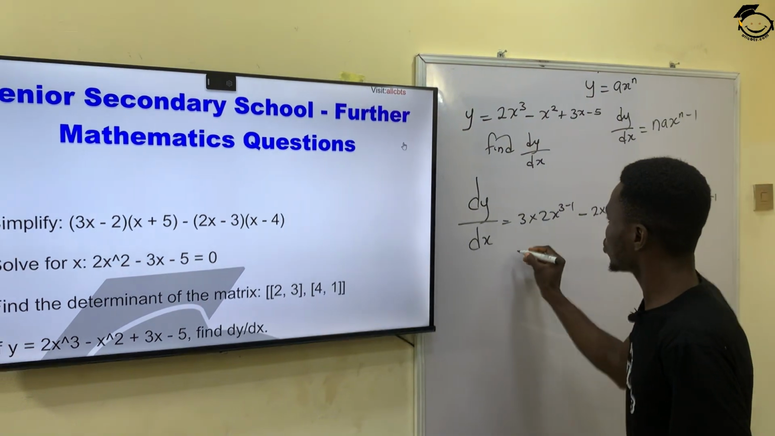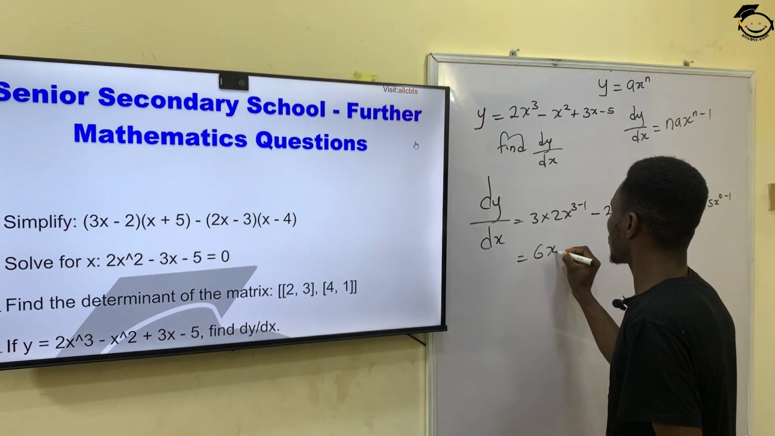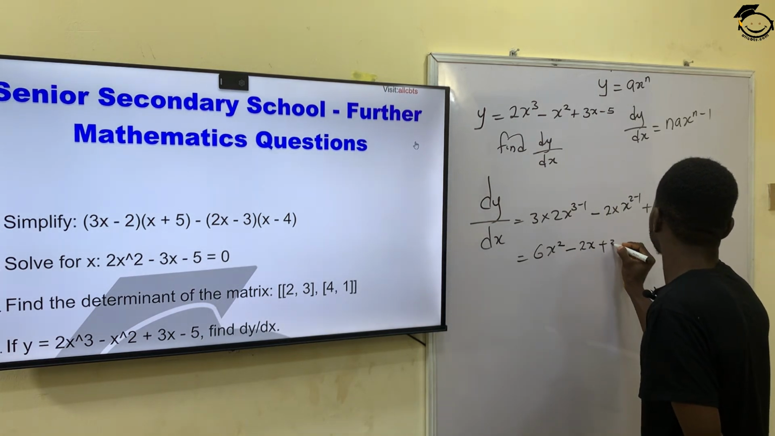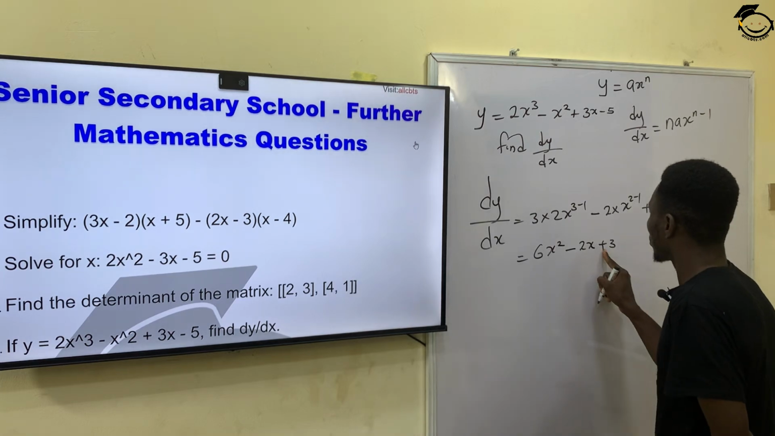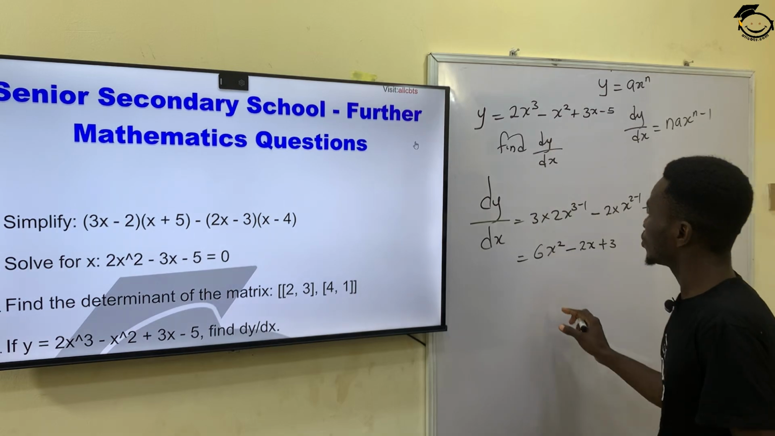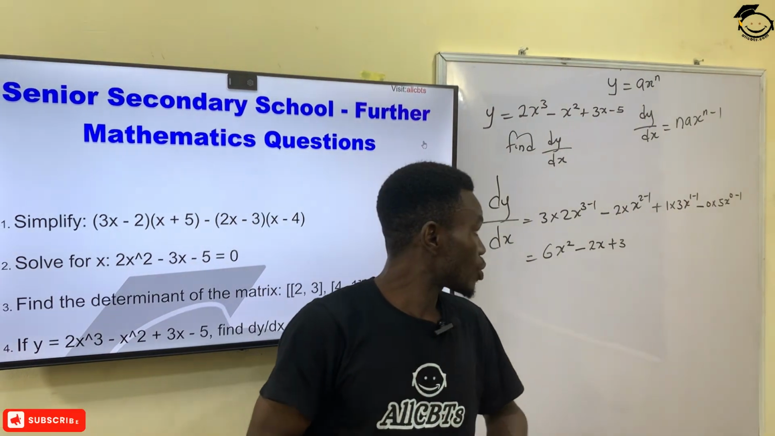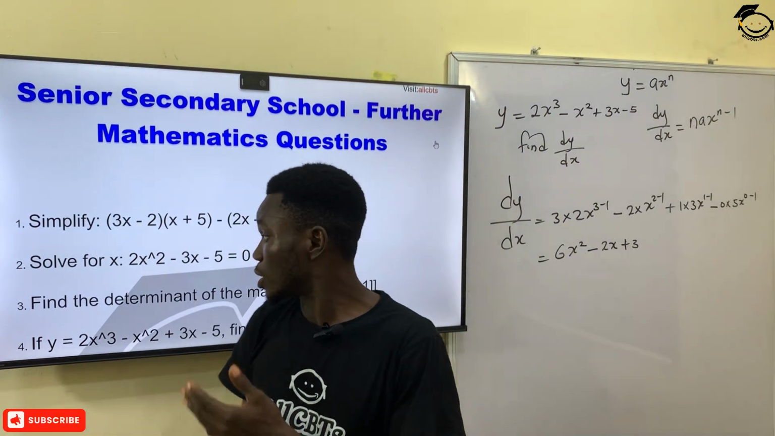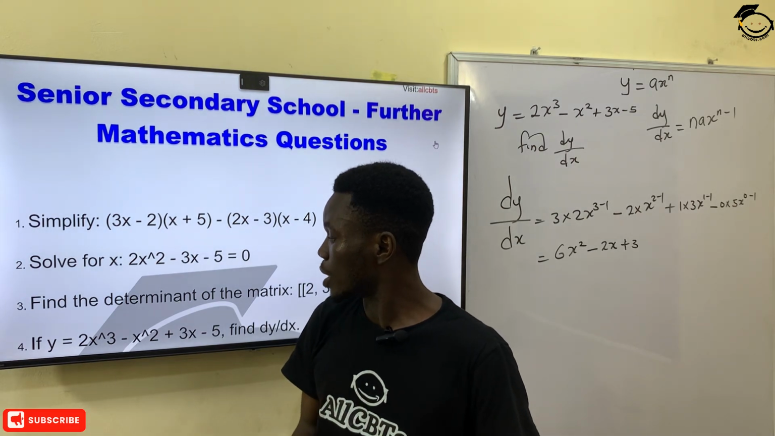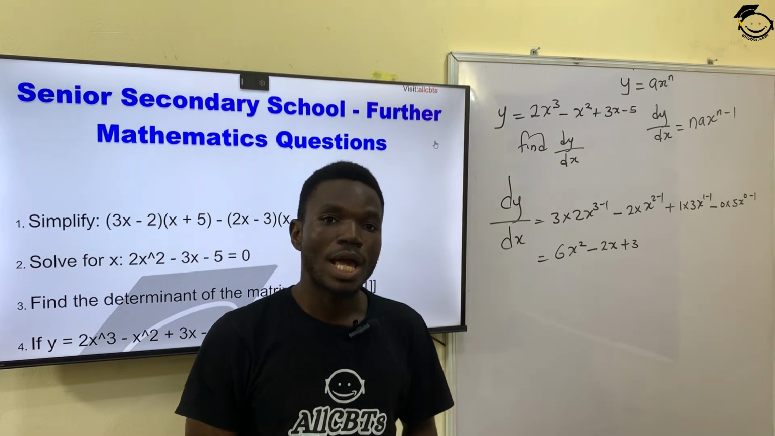So at the end of the day, what you'll be having, when simplified, is going to give you 6x squared minus 2x plus 3 as your final answer. So when you differentiate this, at the end of the day, you're going to be getting what? 6x squared minus 2x plus 3. So when you differentiate your 2x raised to power 3 minus x squared plus 3x minus 5, the answer is supposed to give you 6x squared minus 2x plus 3.